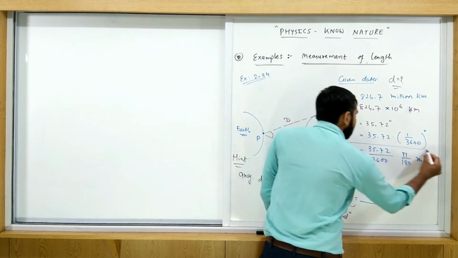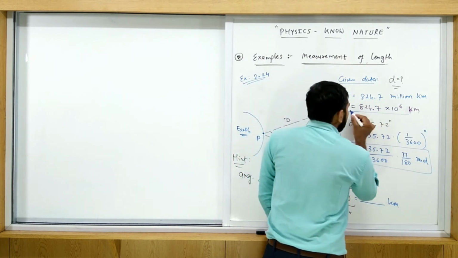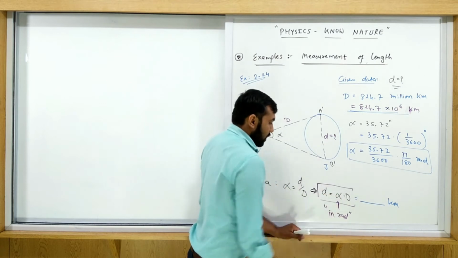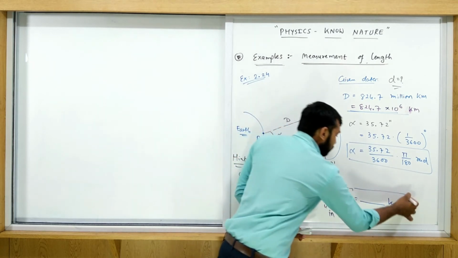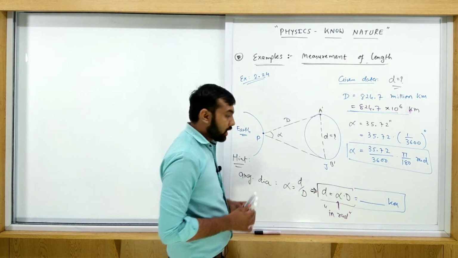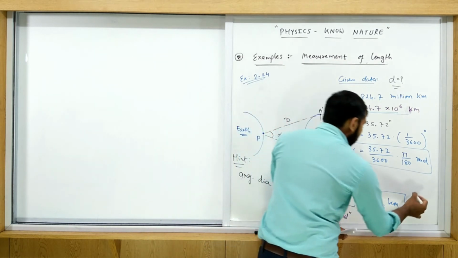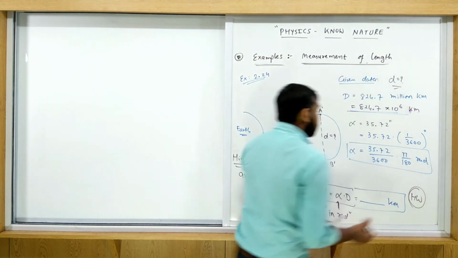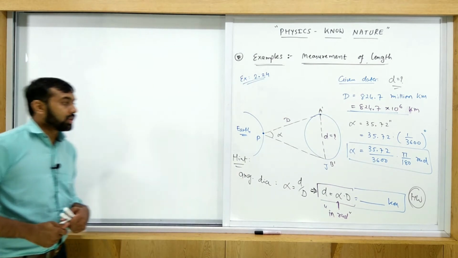So all of you guys put both these values d and alpha in this equation and find the answer of d. Okay. So the remaining calculation is homework. All of you guys must note this example in your books. Note it.